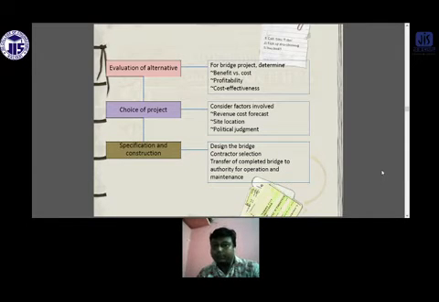Next is the choice of the project. So considering the factors involved: the revenue and cost forecast, the site location, then political judgment. There are n number of factors based on which we choose a particular project. Say suppose there is an underground tunnel system, an underwater tunnel system, and another on the surface terrain. I will choose which project to select based on my capacity, my financial sustainability, and my technology. I need to choose my best project for the final implementation.